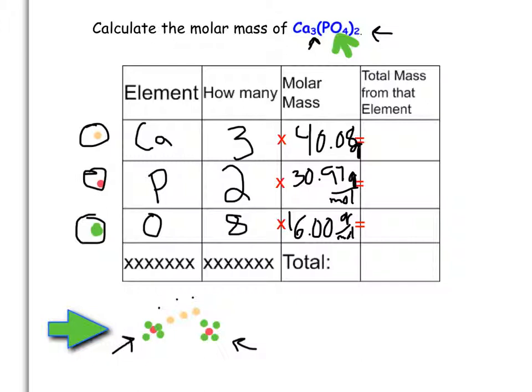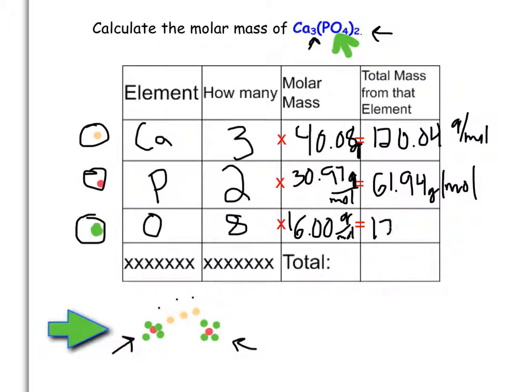And we go through and multiply these all the way through. And we see that calcium has a molar mass of 120.04 grams per mole. The mass coming from phosphorus is going to be 61.94 grams per mole. And the molar mass coming from our oxygens is going to be 128. Again, I like to keep my hundredths place in there, so 128.00 grams per mole.